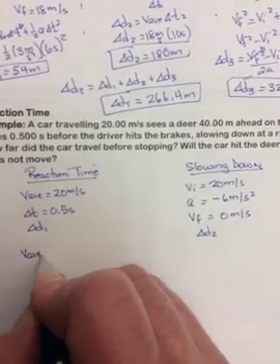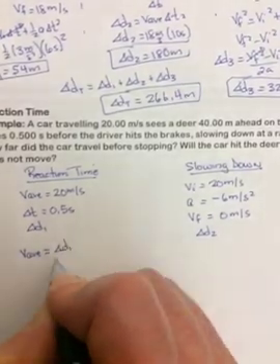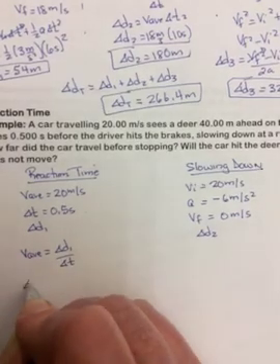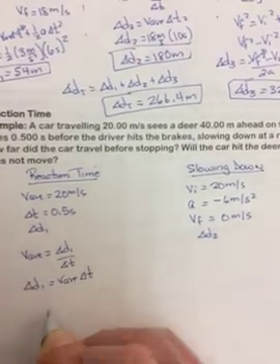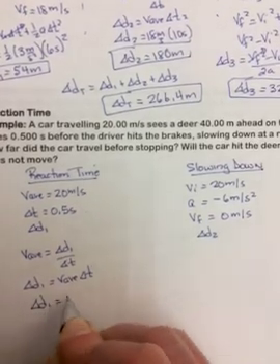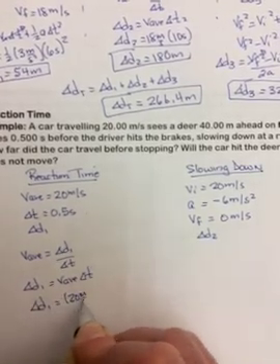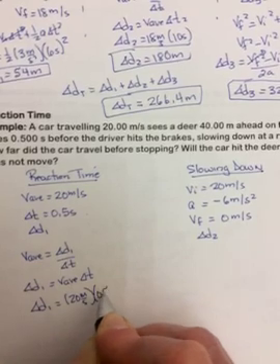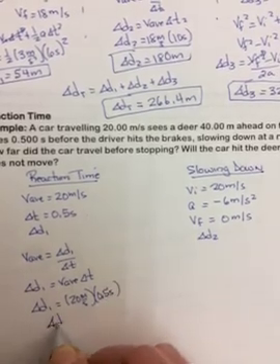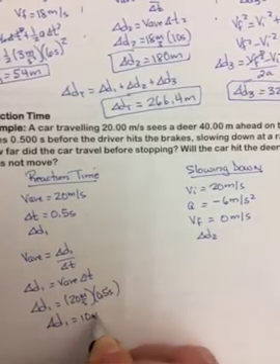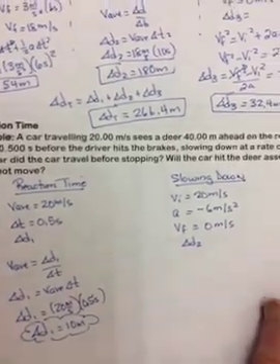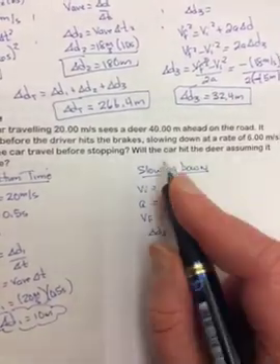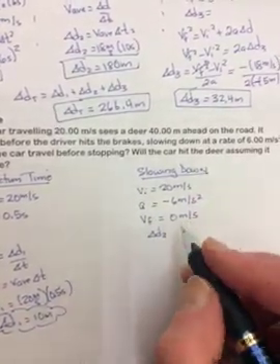So first, under reaction time, VAV equals delta D over delta T. So delta D is equal to VAV times delta T. So delta D is equal to 20 meters per second times a half a second. Should give you about 10 meters. Okay, so that's how far the car travels before stepping on the brakes. Now over here we have to find out how far it travels while it's trying to stop.